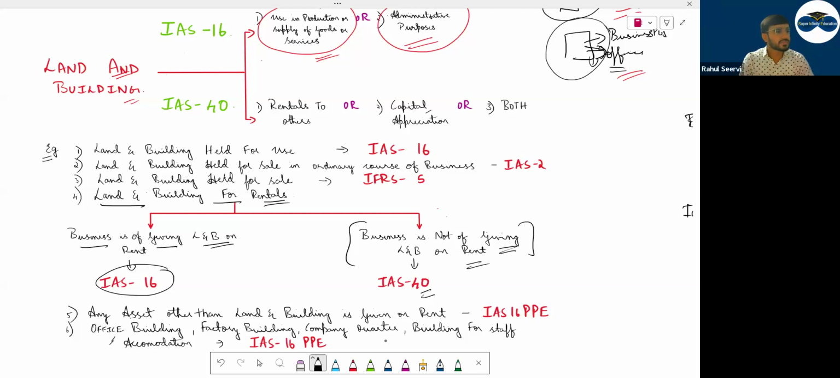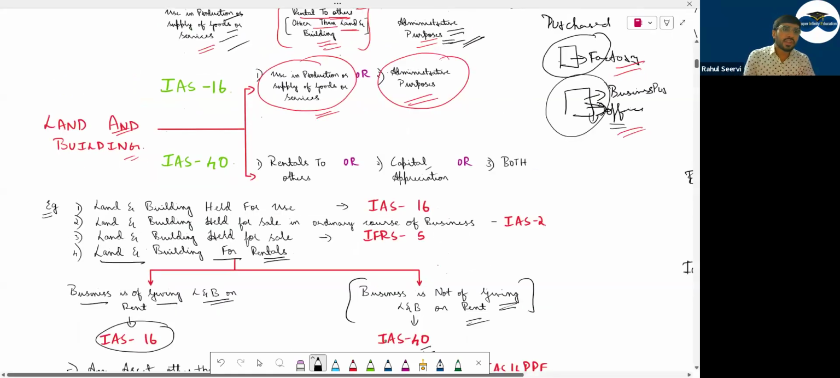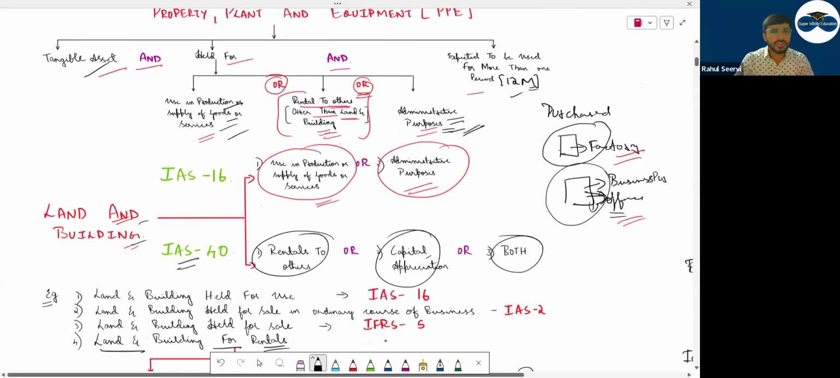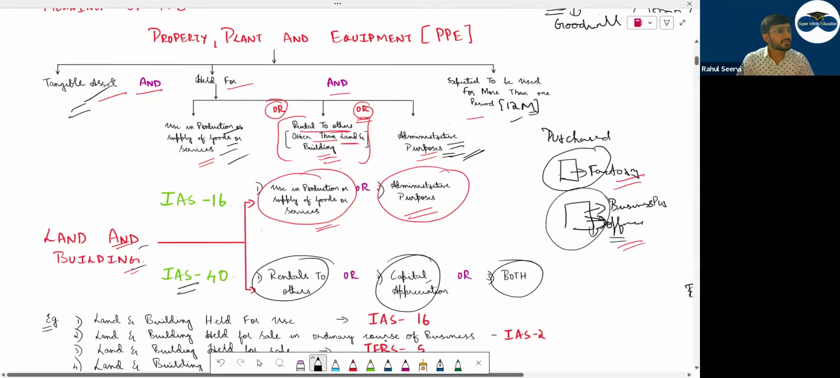अब समझ में आया थोड़ा और लैंड एंड बिल्डिंग में इट्स क्लियर. So when will you say land and building rental to others, capital appreciation, or both? This once again we will discuss when we do IAS 40, but I hope the IAS 16 definition is clear to everyone.